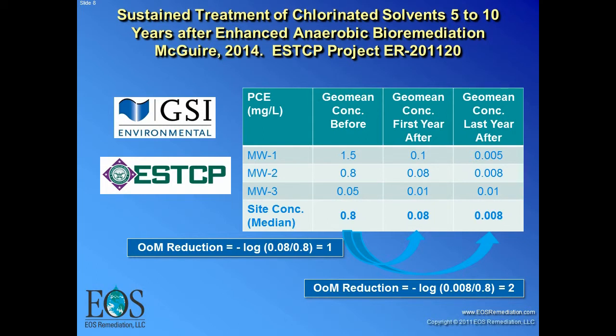What they did is they took the average concentration, actually the geometric mean, of the site before implementation of the remediation system. Then they looked at the average concentration 1 year after, and then the average concentration at the end of the monitoring period. For example, that first one there shows a 1 log unit, or 1 order of magnitude, reduction over the first year, and then over the life of the project, a 2 order of magnitude reduction. Now, this is just a hypothetical site, but it illustrates how they do their calculation.